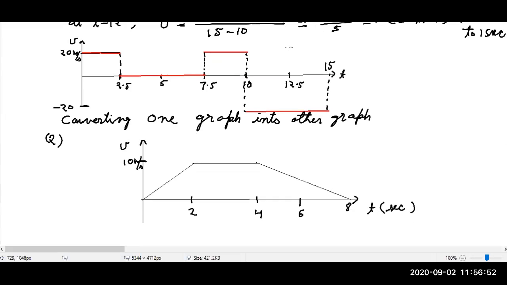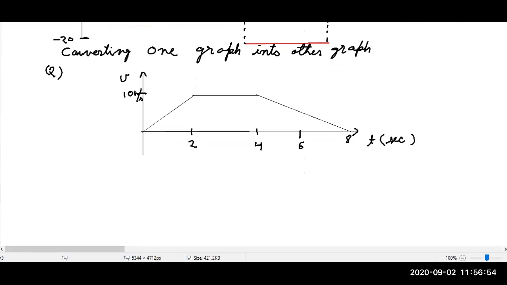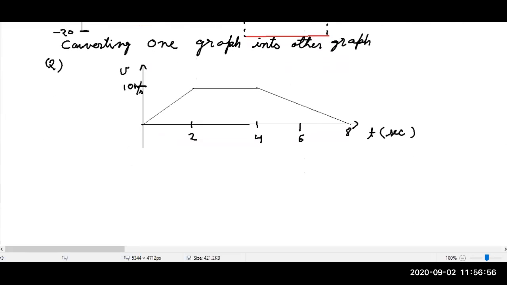Okay, so what we are going to learn is converting one graph into other graph, and we are provided with a VT graph, and we have to draw the corresponding AT and ST graph. AT means acceleration time graph and ST means displacement time graph. So how do we draw it?